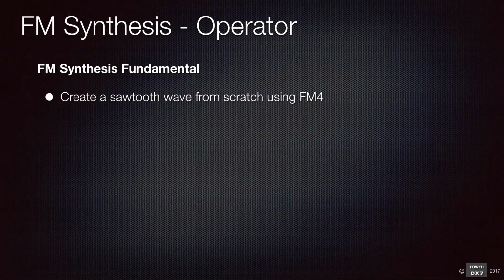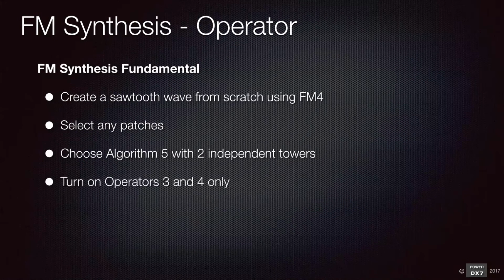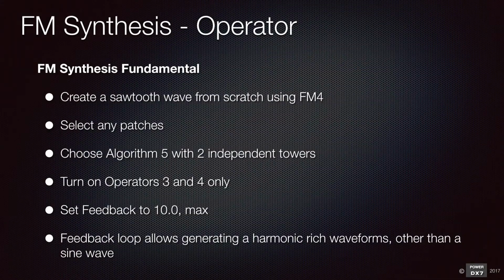Let's try creating a sawtooth wave from scratch using FM4. Select any sounds, but change algorithm to 5. Turn on only operators 3 and 4. We will set feedback to 10. The feedback loop on operator 4 puts its output signal back into itself, allowing it to generate a harmonic-rich waveform instead of a sine wave.